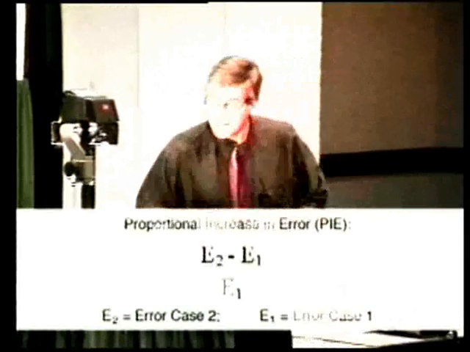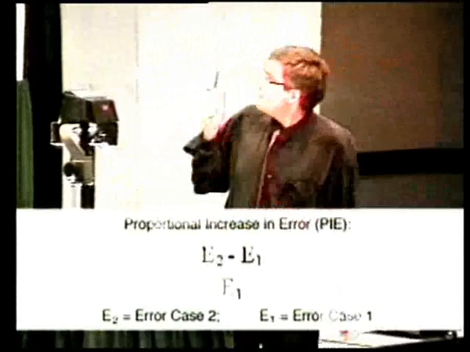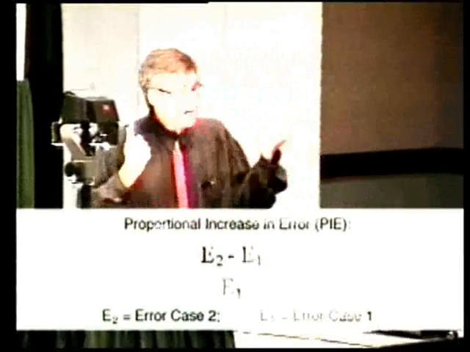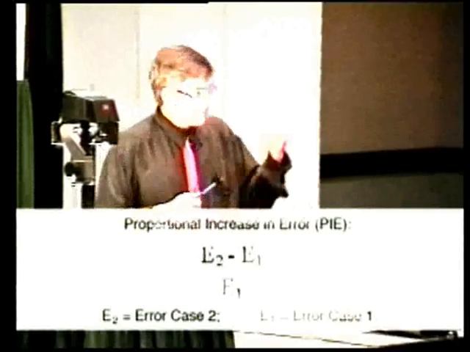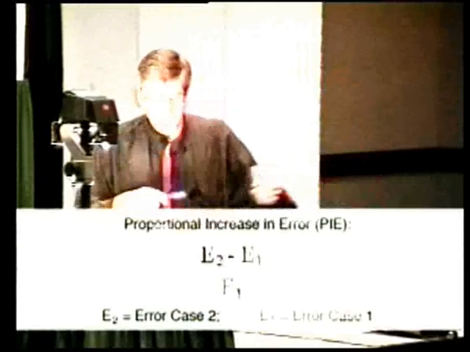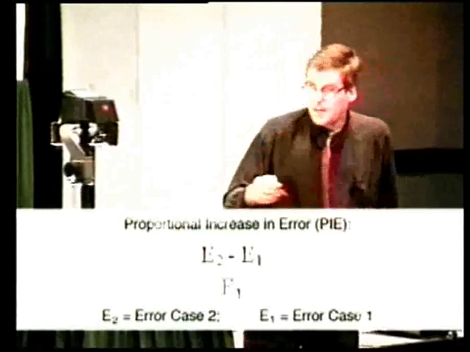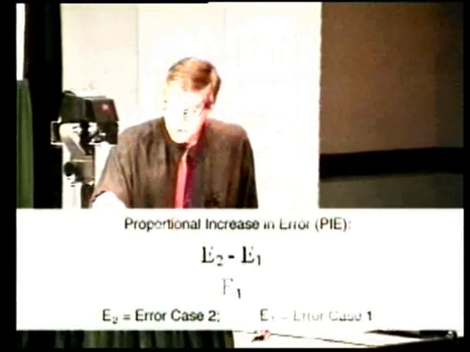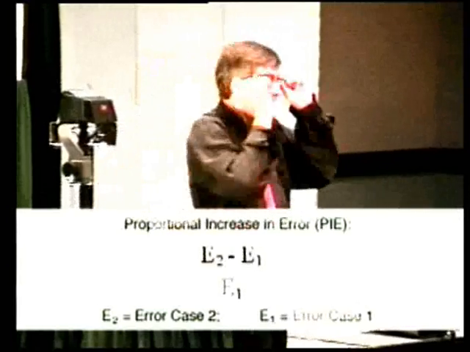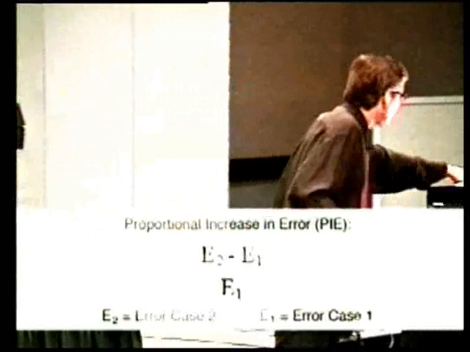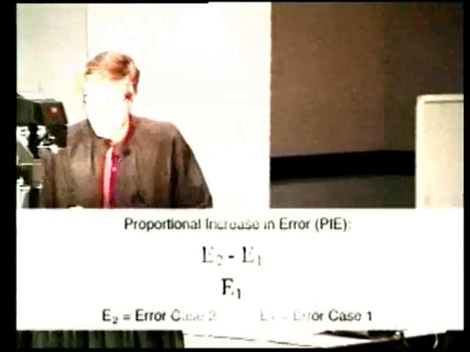What Fred realizes is that he can talk about a proportional increase in error. He can compare the error made in case 1 with the error made in case 2 by saying how much of an increase in error you get going from case 1, the more complicated case, to case 2, relative to the amount of error that you make in the more complicated case. So that's just the error for case 2 minus the error for case 1 divided by the error for case 1. That's expressing the difference between the error made in our two cases relative to the amount of error that we make in case 1.